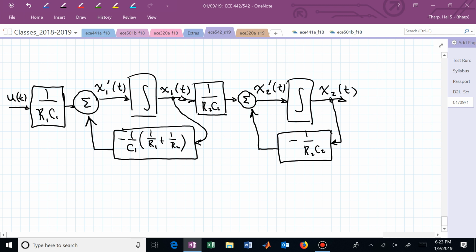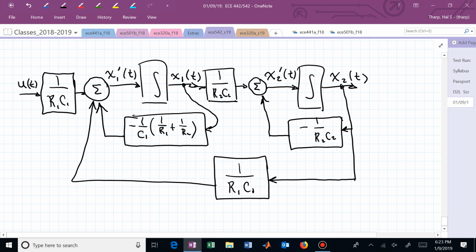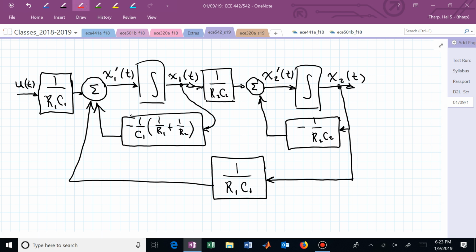And we have something coming from x sub 2, and that something is 1 over r1c1. And there now is our block diagram, and this is actually our output y of t.